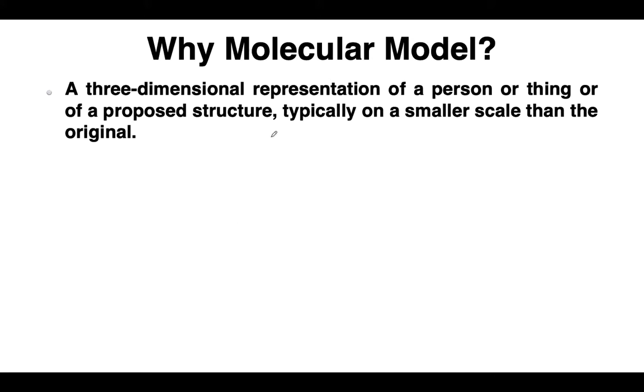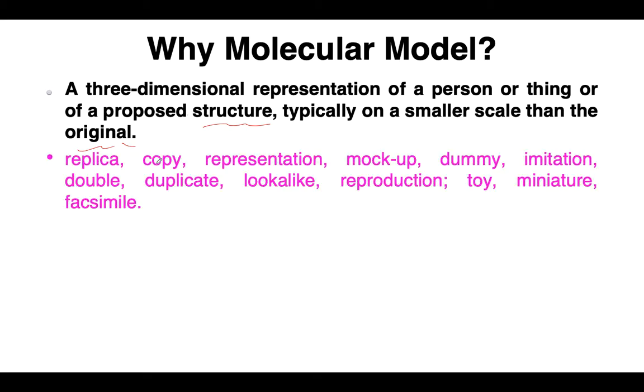A model, according to the dictionary, can be a three-dimensional representation of a person or thing or of a proposed structure, typically on a smaller scale than the original. Now this is one type of explanation for model. In this case, the model we can also call a copy or representation or dummy imitation, words similar to this definition.